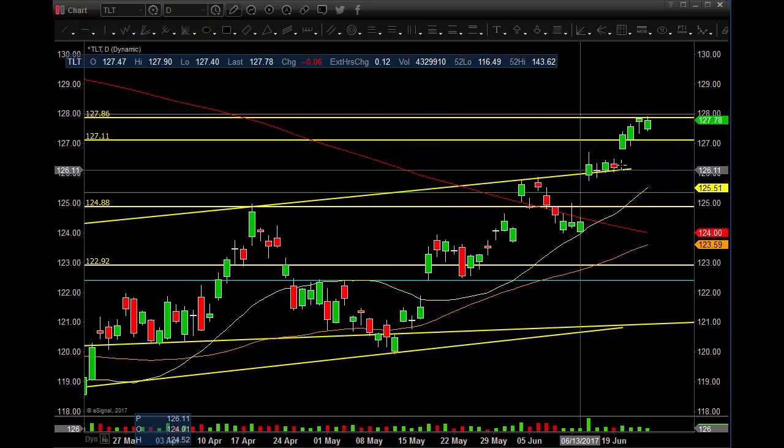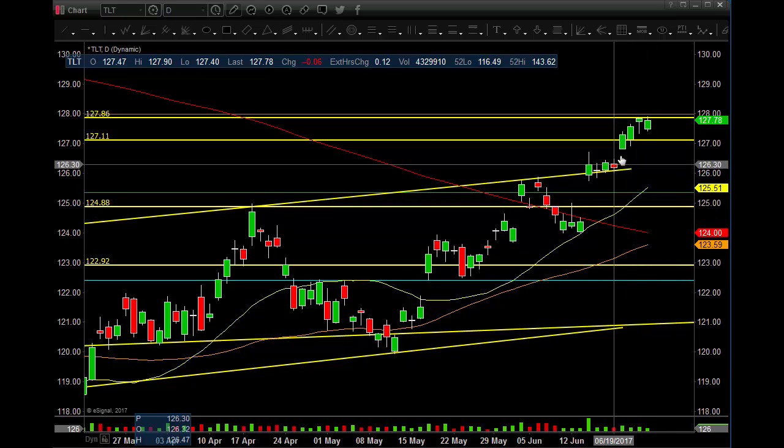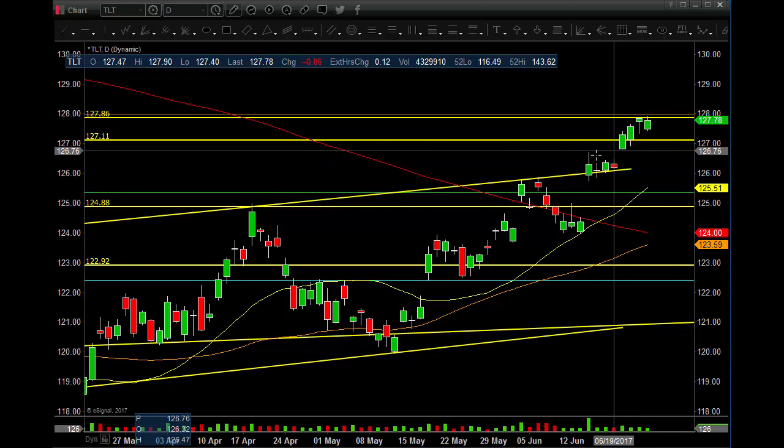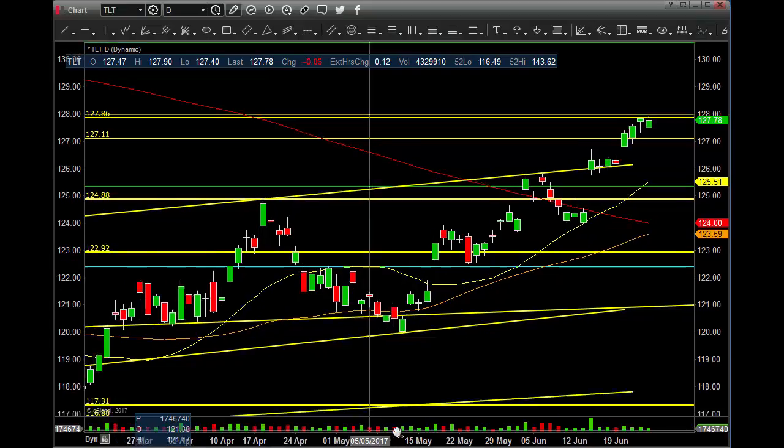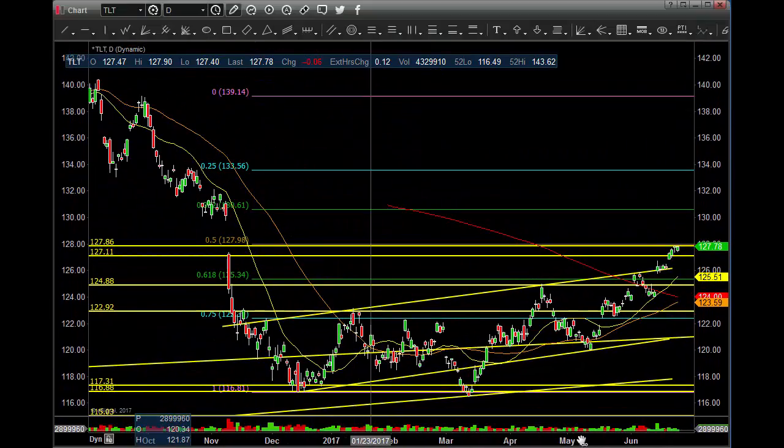Now the daily, it's showing a little bit of bullish pattern. We're still above the MAs here, starting to take off. And we gapped up over this resistance. That was the high pivot. Now we're coming into the 127.86 and the 127.11. And I believe that's a gap fill. Yeah, and a gap window there.